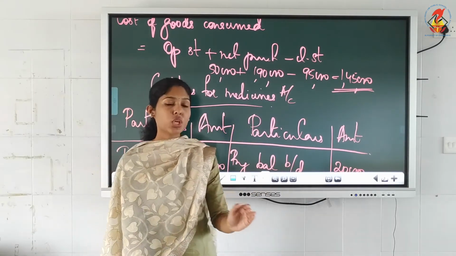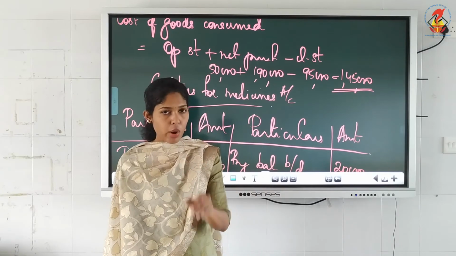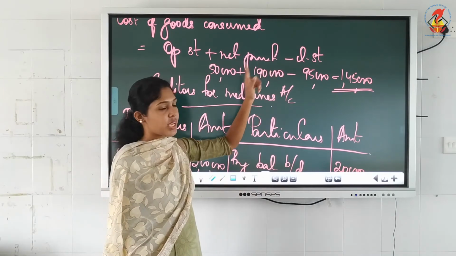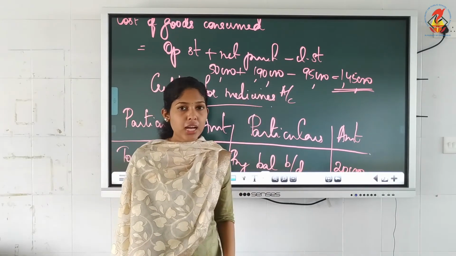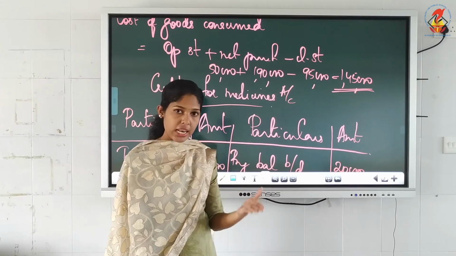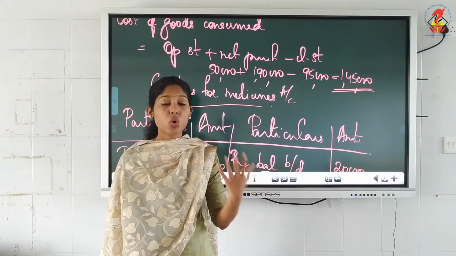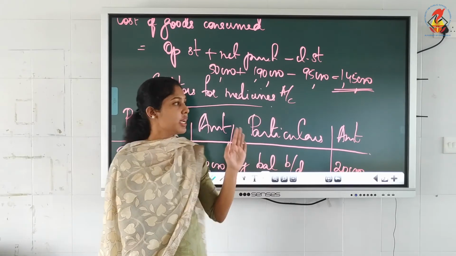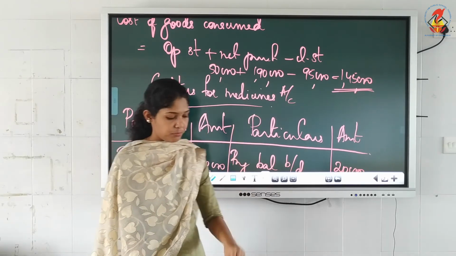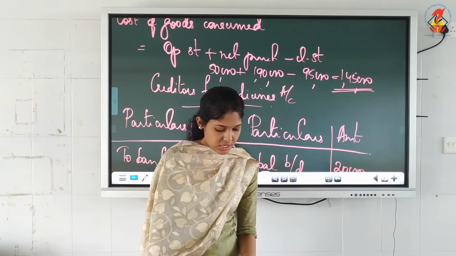Suppose cash purchases was specifically given like 1 lakh. Then your net purchases or total purchases will become 2,90,000. That is 1,90,000 credit purchases plus 1 lakh cash purchases, if it was there. I just gave you an example. It is not there in this question. Okay, so illustration 17 is over.